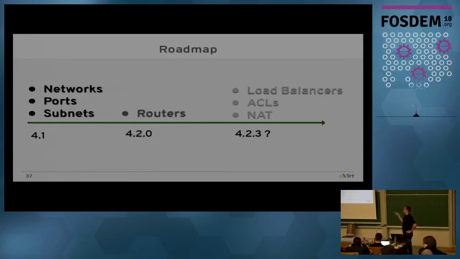So networks, ports and subnets, we already had that. We are almost done implementing routing. It's already partly available in oVirt release 4.2. For the next releases, we have plans to implement load balancers, access control lists, NAT. There could be other things later on, like quality of service, etc.